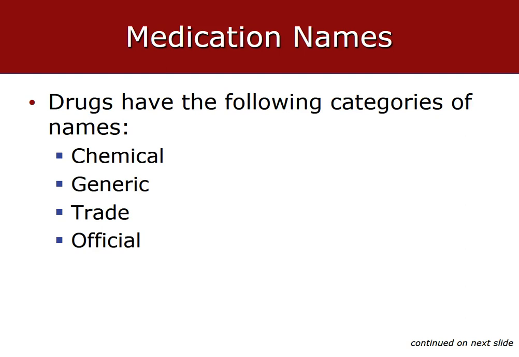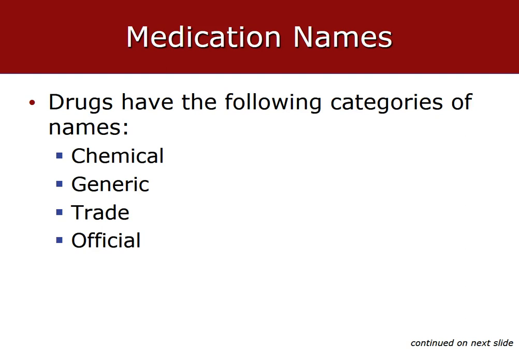The trade name is referred to as the brand name. It's assigned when the drug is released for commercial distribution. The name is usually short and easy to recall and may be based on the chemical name or the type of problem it is used to treat. This is the name the manufacturer uses to market that drug.